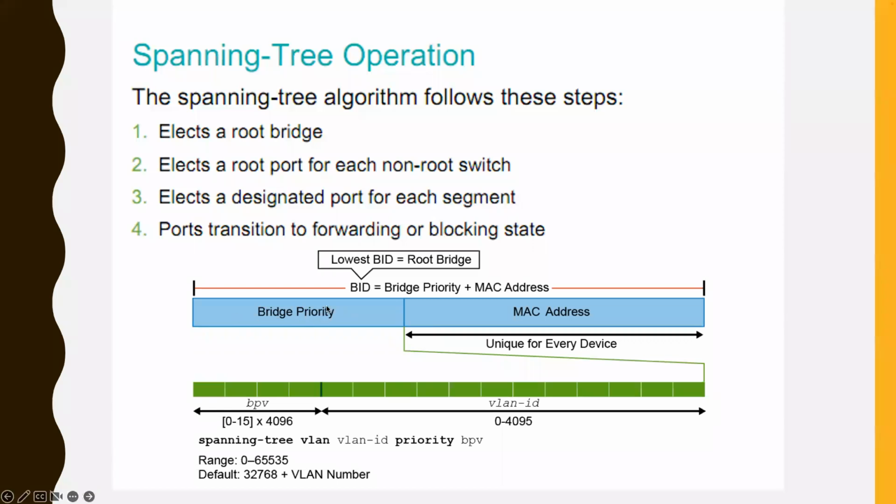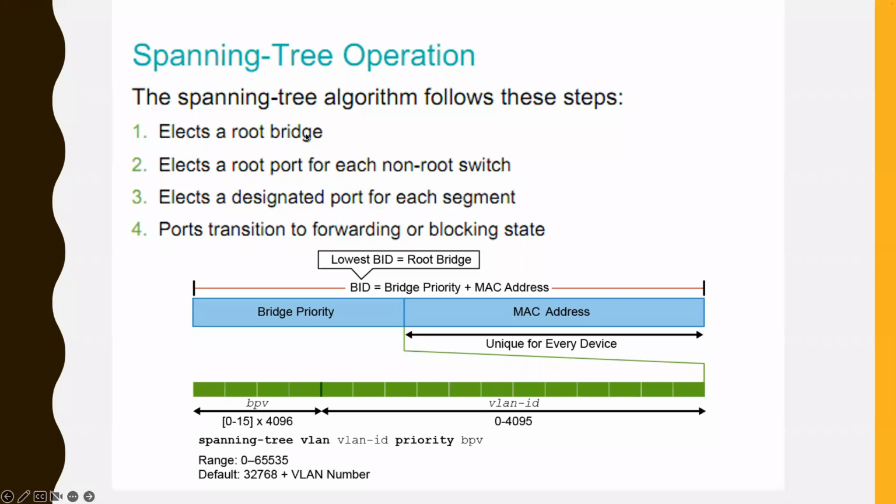If your bridge priority is the same, by default, your bridge priority is 32768 plus the VLAN number. Let us consider we are talking about VLAN 1 only, so your bridge priority will be 32768 plus 1, that is 32769. This is the default one. So out of, let's say, 3 switches, if we have not changed the bridge priority, your root bridge election will happen based upon your MAC address. Whichever switch has the lowest MAC address will become your root bridge.